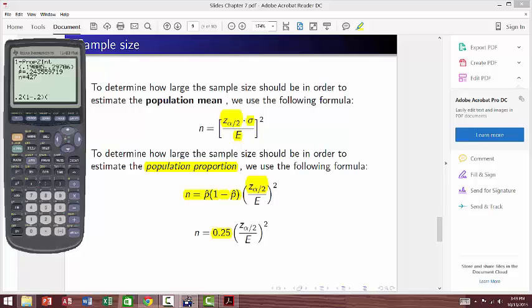Now the z value for confidence level 95% is 1.96, and it's in one of the slides in this video. Then divide by what? The margin of error, 0.02, quantity squared. Okay? We get this value right here. What does that mean?